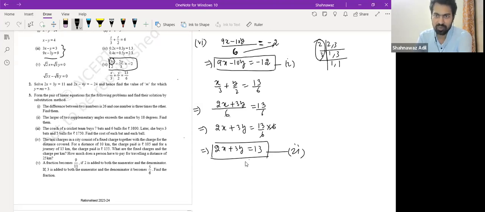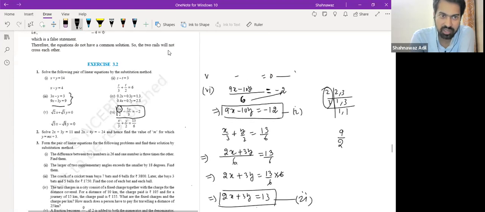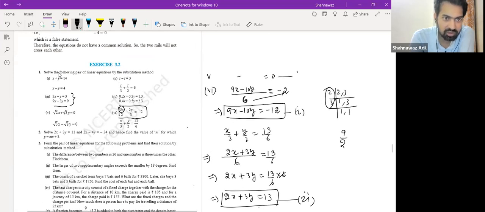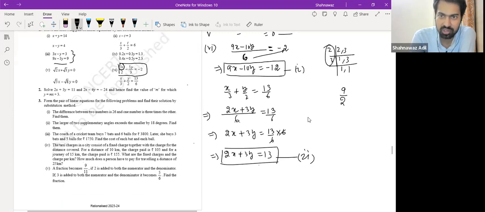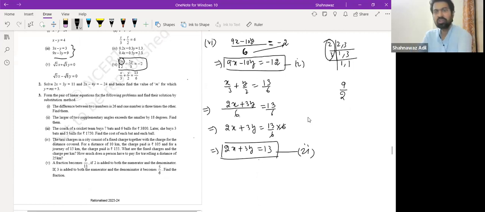This is a unique solution, right? Because a1 by a2 is not equal to b1 by b2. Yes, absolutely correct. We don't have to apply those criteria now because they already say to solve the pair of linear equations, so they would always have a solution. But it is good that you check. 9 by 2 is not equal to minus 10 by 3. So you are correct. Now we have to apply the substitution method.